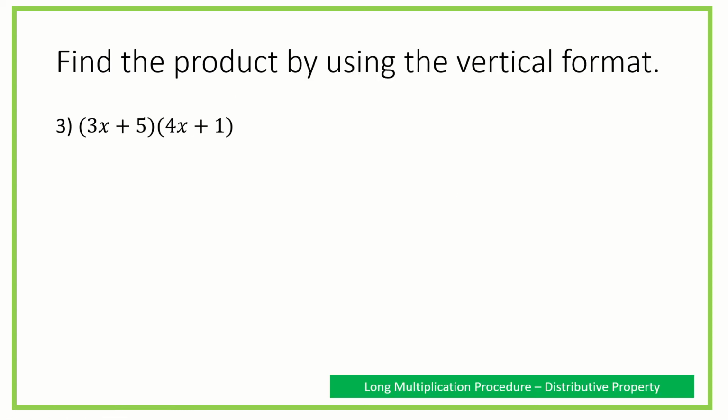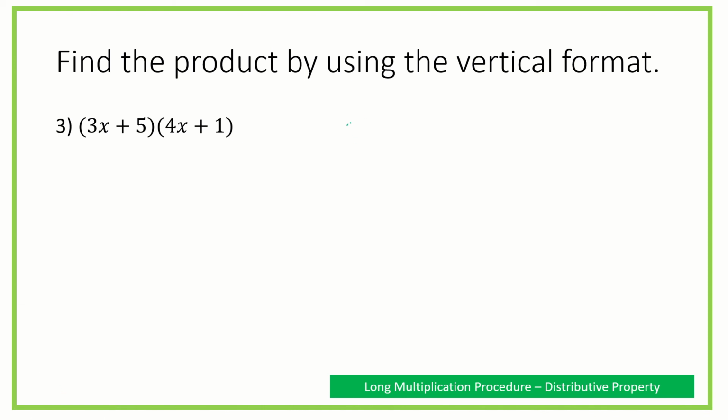Now, let's proceed to number 3. But we're asked to find the product by using the vertical format. We have 3x plus 5 as our first polynomial. Our second polynomial is 4x plus 1. And both of them are binomials. So how do we solve this by vertical format? So just think of your multiplication when you still deal with numbers alone.